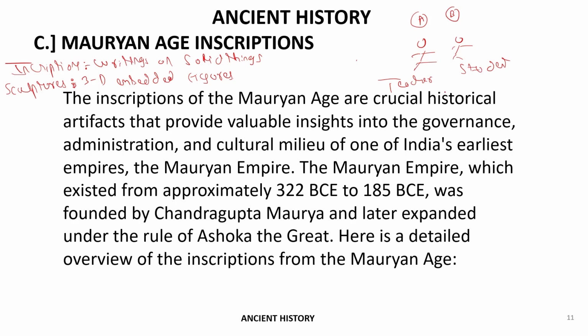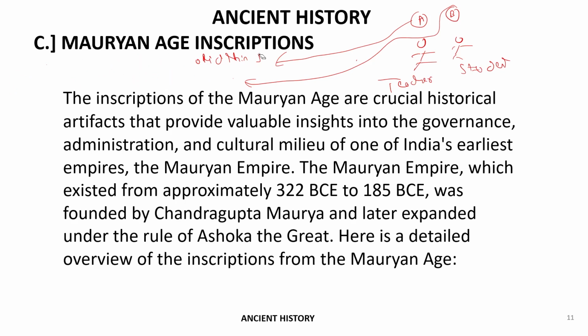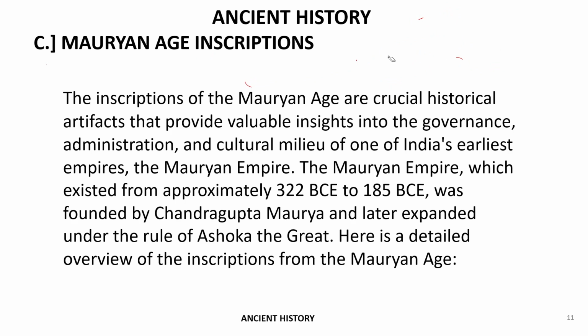So if you find that A belongs to this class and B belongs to this class, I don't think you will take a long time to tell me, okay sir, this is the sculpture, this is the inscription, because now you have got the clarity about what you mean by inscriptions and what you mean by sculptures. Okay, so now let's start this topic. I hope I have cleared this in your mind.